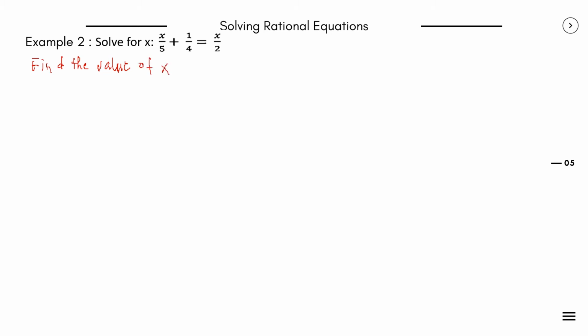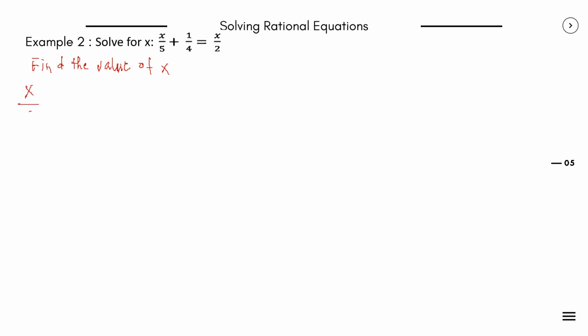Okay. And then, next step naman, you have to do checking. So, by checking, i-substitute lang natin yung nakuha nating value dun sa original equation. Ganun lang siya. So, let's have our solution here.